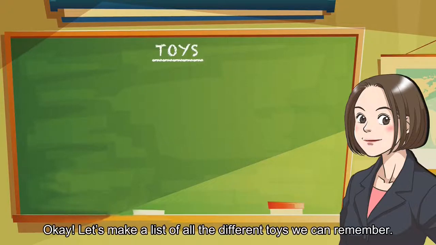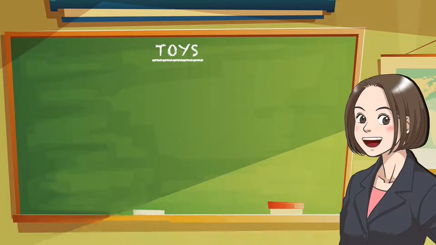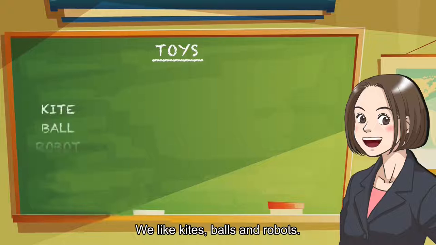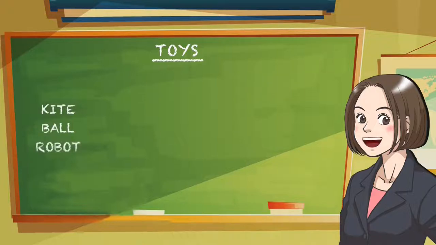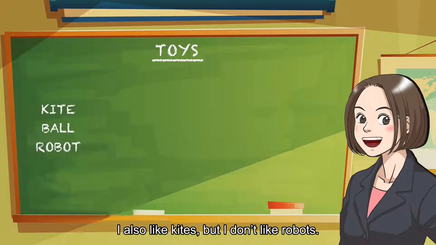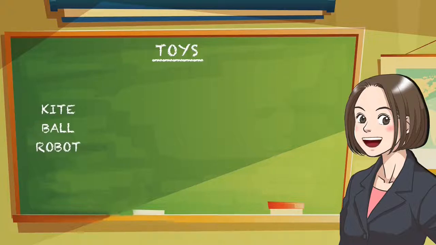Okay, let's make a list of all the different toys we can remember. What toys do you like, class? Raise your hands, please. Okay, very good. We like kites, balls, and robots. I also like kites, but I don't like robots.